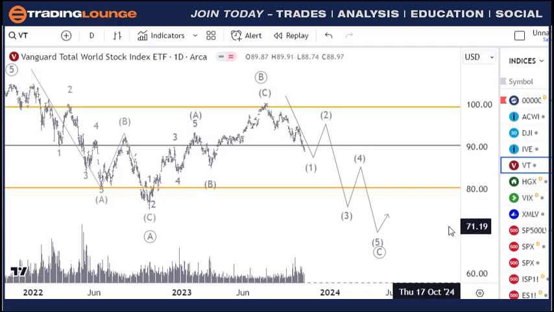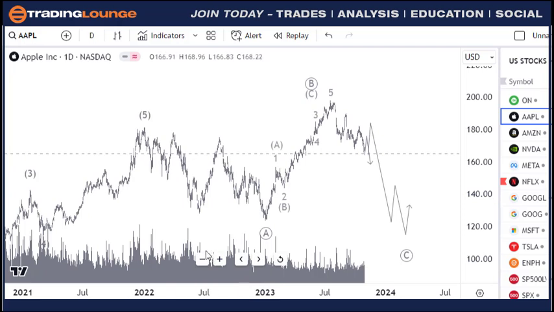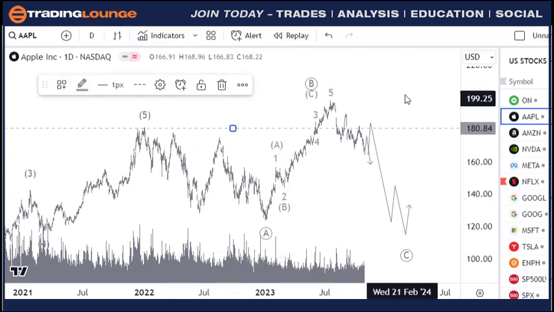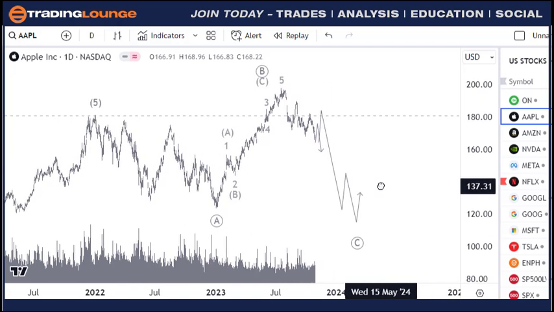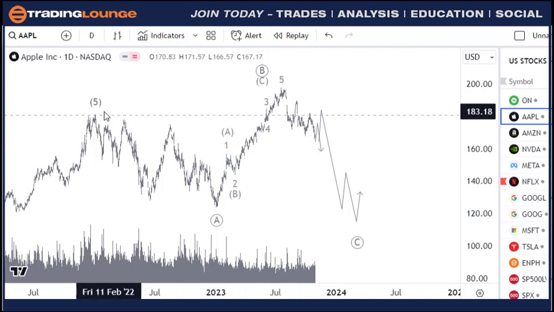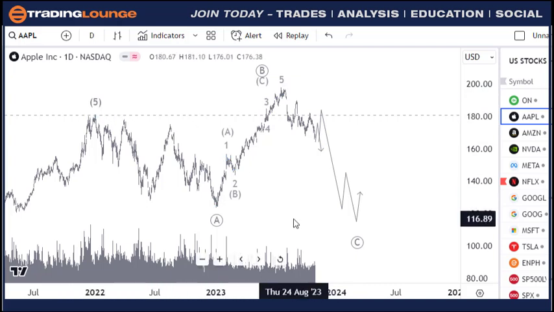So that's about it for these. When we come to the tech stocks, this is Apple here, and Apple has taken out its previous top, as other markets have done. Berkshire Hathaway's done it, but Berkshire Hathaway moved up into taking its top out and left it in 3 waves. It's pretty clear that it's in 3 waves.